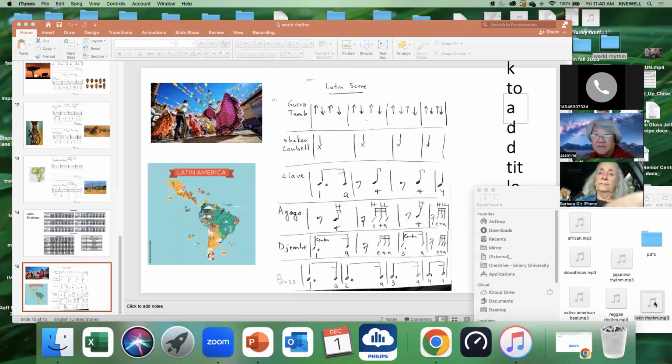Okay, here we go. 1, 2, 1, 2, ready. So it's much slower. And 4. Our shaker. 1, 2, 3, 4. 1, 2, 3, 4. Our güiro.